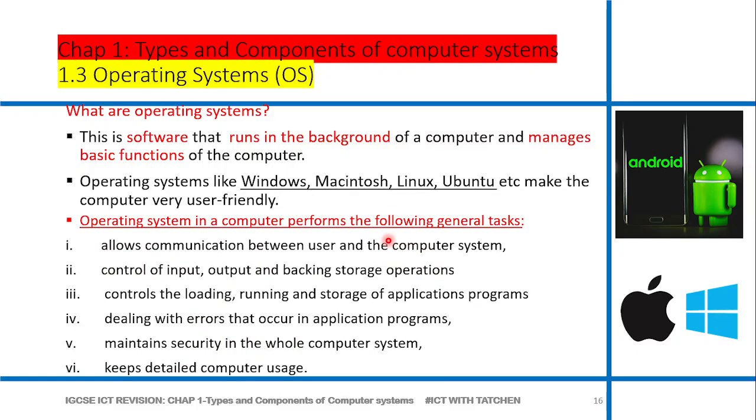And next, very importantly, you can be asked what are some of the tasks performed by operating systems. First, it allows communication between the user and the computer system. The only way I'm doing what I'm doing right now is because I have an operating system in my computer. Next, it controls input and output and checking of storage operations. So me speaking and you hearing on the other end is because I have an operating system that is able to coordinate these activities, and then controls the loading, running, and storage of application programs.